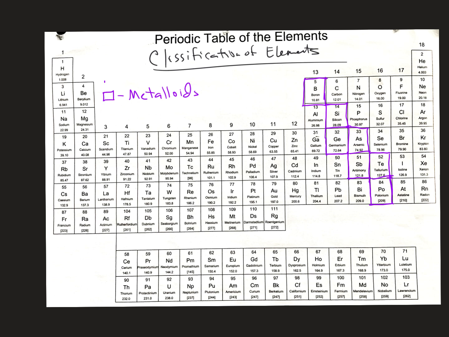Let's see. Yeah, so we start at number 5, boron, and it goes in a diagonal, silicon number 14, arsenic number 33, tellurium number 52. And then you go straight down, and we include polonium number 84, antimony number 51, and then germanium number 32. So we go diagonal, down, and diagonal back up, but we don't include aluminum. I hope we all know aluminum is a what? Metal, right? So these are the metalloids, and these separate the metals from the nonmetals.